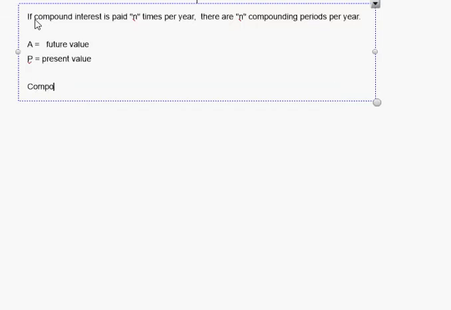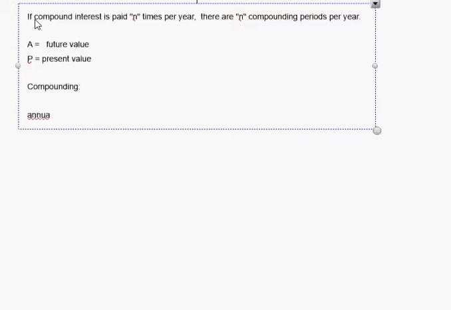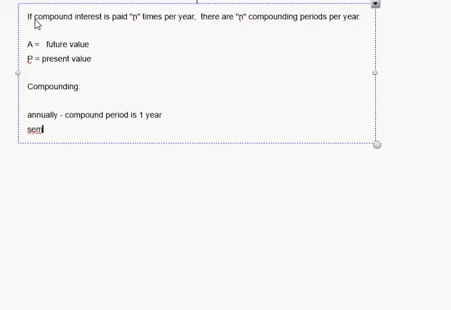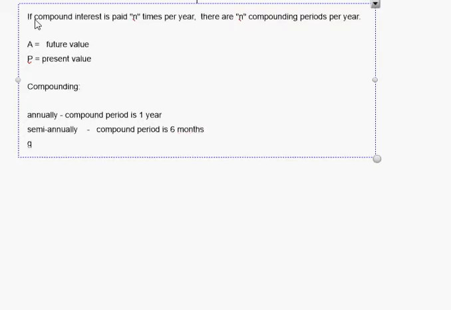And talking about compounding, annually means the compound period is 1 year. Semi-annually, the compound period is 6 months. Quarterly, the compound period is 3 months.